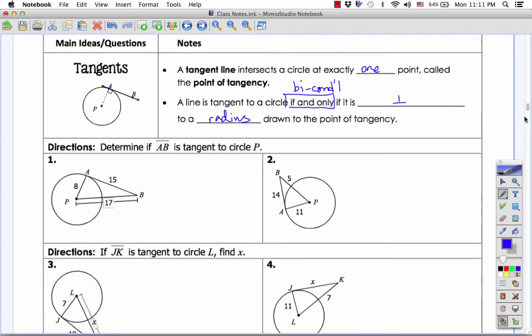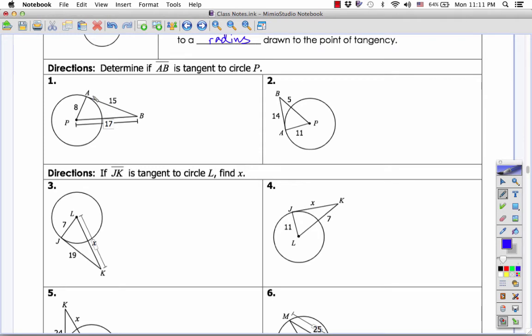Okay, so let's look at some of these practices. First question, we have to determine if AB is tangent to the circle P. In other words, we have to prove if angle A is 90 degrees or not. And to prove a right triangle, we use the Pythagorean theorem that says a squared, which is this leg AP, plus 15 squared, which is the leg of AB, should equal the hypotenuse squared. So let's see if they are of the same value. So that's 64 plus 225.